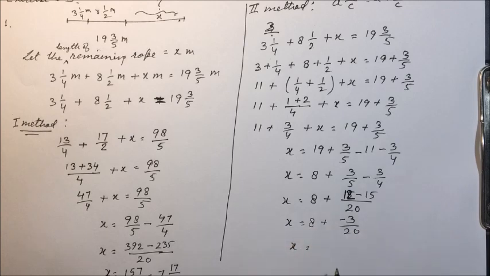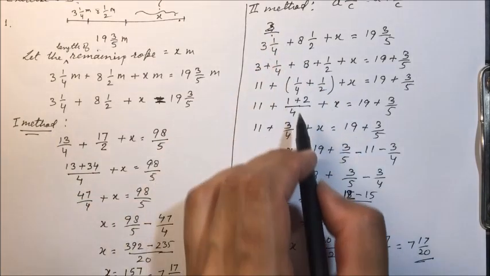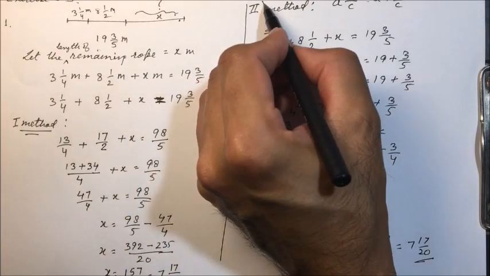Now again you can take the LCM, 20. It will be 160 minus 3, it comes out to be 157/20, and it comes out to be 7 17/20. We are getting the same number. This is this much meters. So either you can follow the first method or the second method. Here I will prefer the second method.